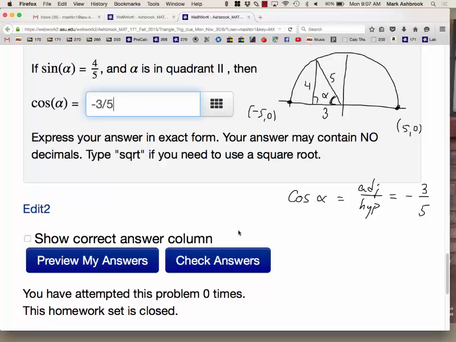So this is kind of backwards. It's like they're giving you sine, and you have to set up the triangle, and then recognize that in quadrant 2, cosine is negative. Okay, questions about that one?